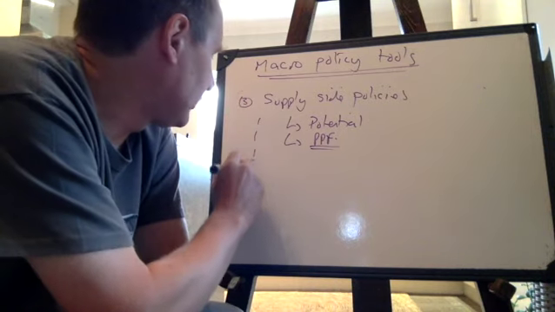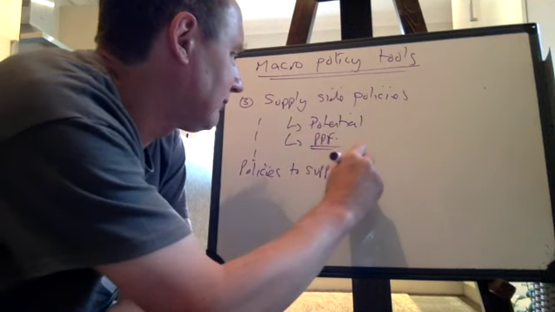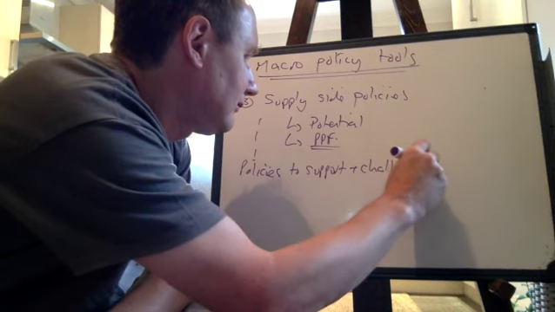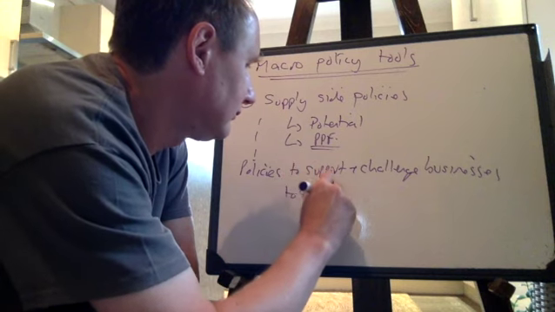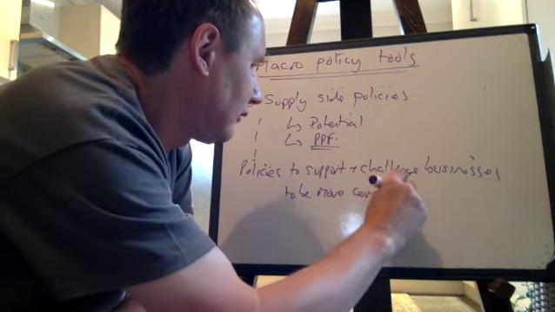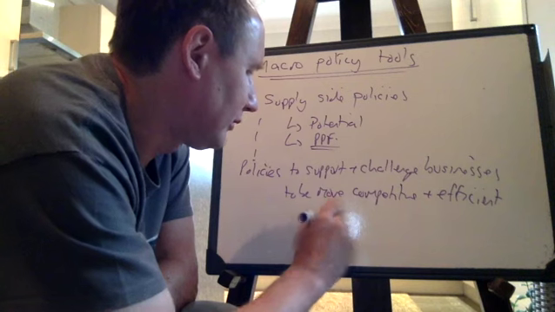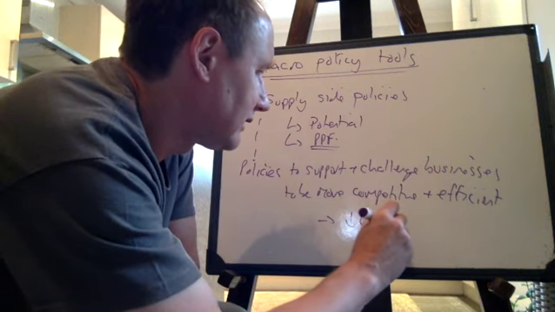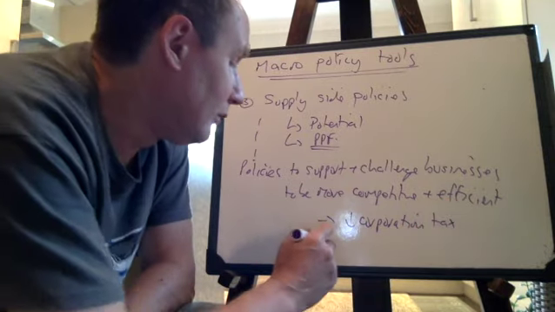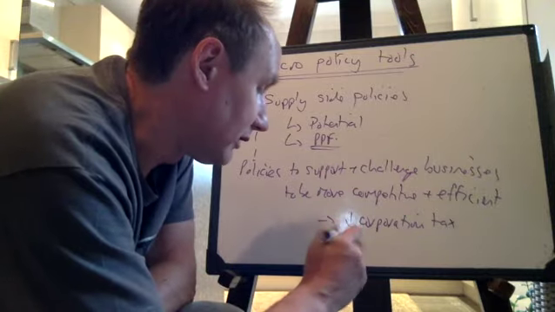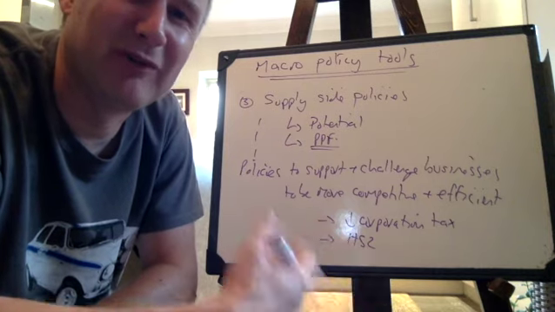In my world, these are policies, we'll come back to this, to support and challenge businesses to be more competitive and efficient. So, examples: we could decrease corporation tax, which is the tax on company profits, which might encourage business to invest. We could build infrastructure, HS2, God help us. We could build more infrastructure to help businesses to become more efficient and so on and so forth.